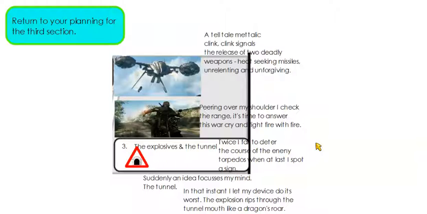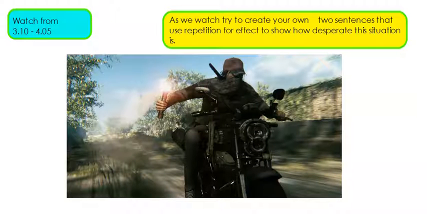I'm going to try to create some repetition for effect using 2 sentences to show how desperate this situation is of trying and trying twice and not managing to get it right. Let's watch that clip. And as we watch, try to create your own 2 sentences that use repetition for effect to show how desperate this situation is.